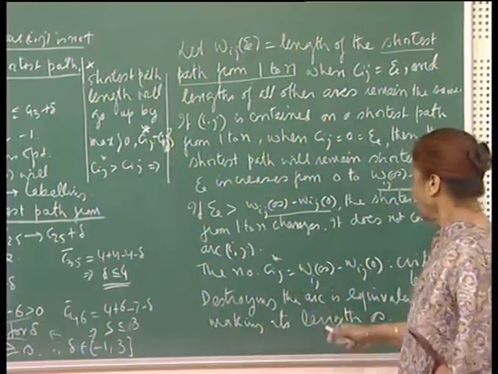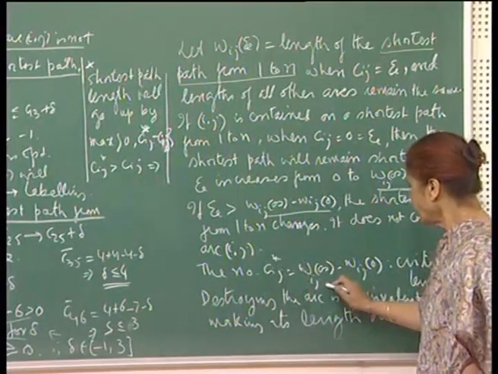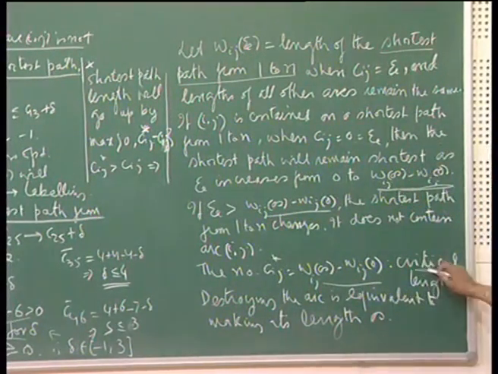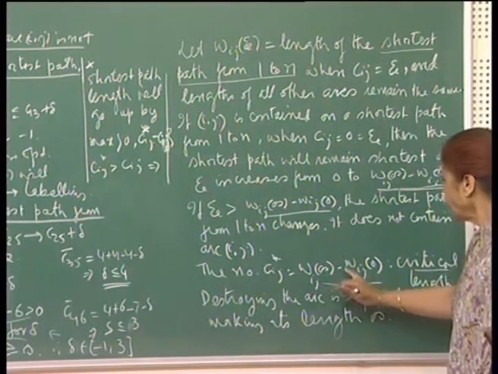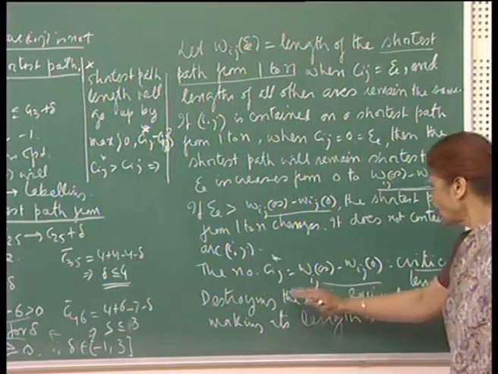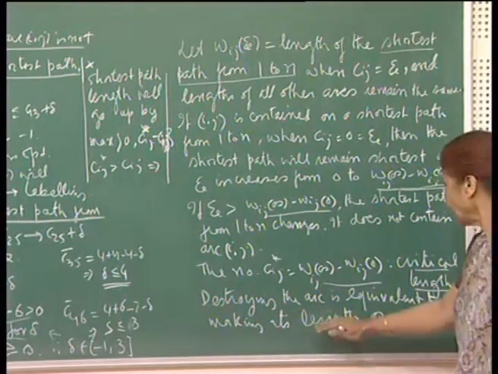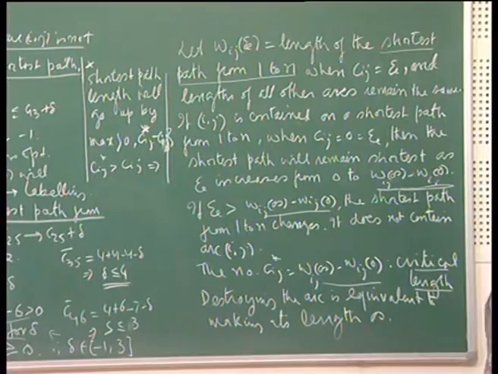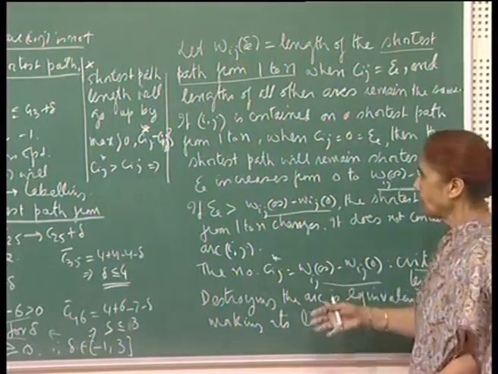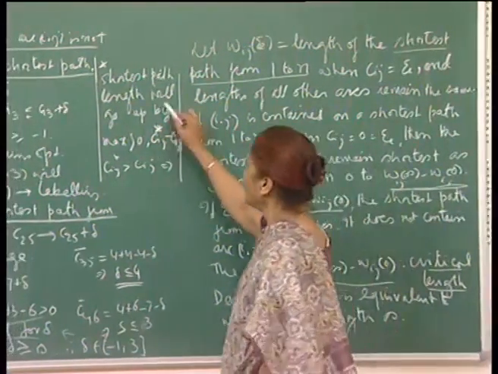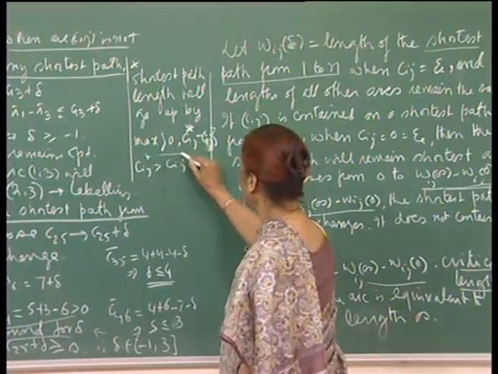So, this is the idea, and we will define C_ij* as the critical length of arc ij, okay, which is W(infinity) minus W_ij(0). So, destroying the arc is equivalent to making its length equal to infinity. This is the whole idea, and then you want to ask a question, shortest path length will go up by maximum of this, right.